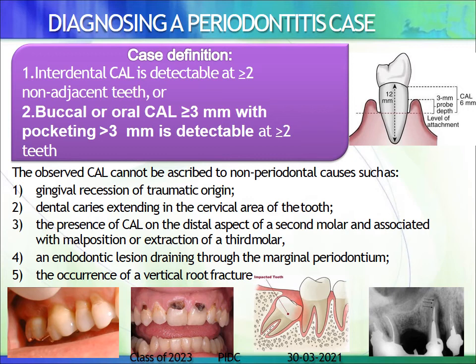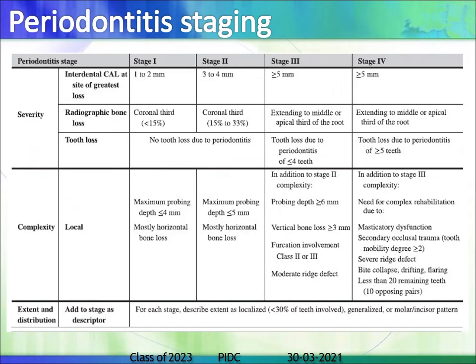Dental caries, or the presence of clinical attachment loss on the distal aspect of the second molar associated with malposition or extraction of the third molar, an endodontic lesion draining through the marginal periodontium, or the occurrence of a vertical root fracture. And as I told you, if less than 30% of the teeth are involved, we classify them as localized. More than 30%, we classify them as generalized.